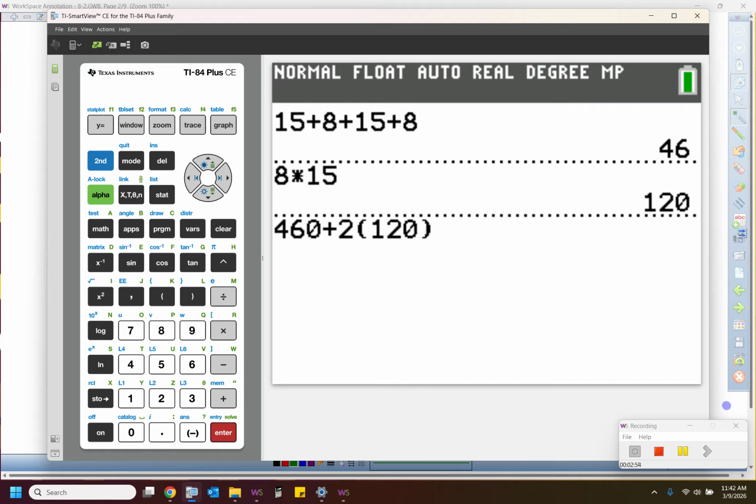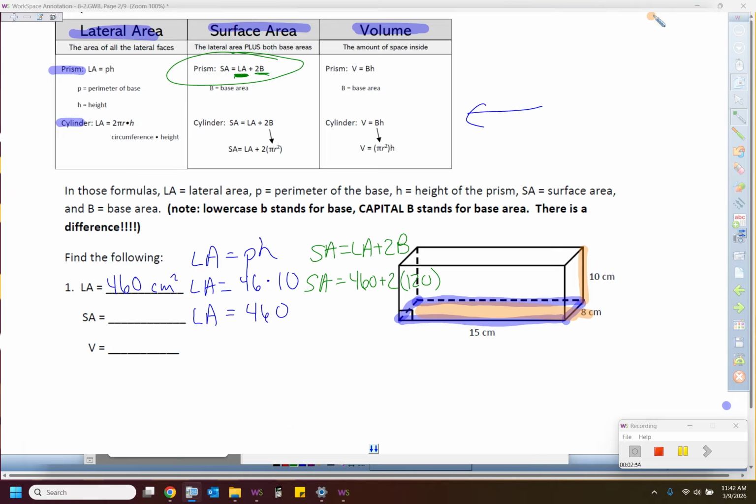Everything we did with the nets, we found the lateral area. They were all rectangles, so you could just do the giant perimeter of the base times the height, and then you had to add those two base areas. So 700 centimeters squared. That's like surface area. That's what it would take to wrap this thing in paper, or it's all of the space around it. The volume is the space inside.